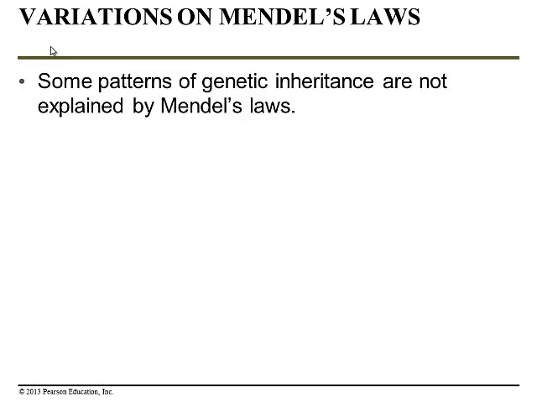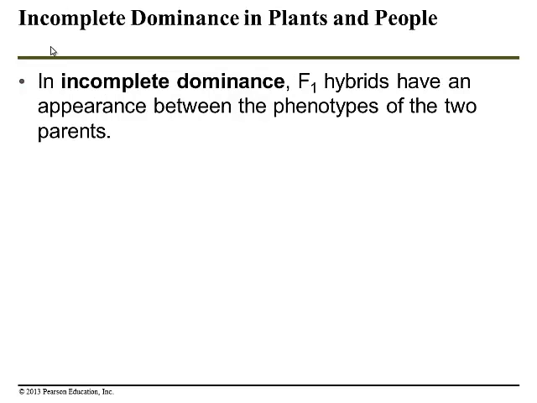Some patterns of genetic inheritance are not explained by Mendel's law. So there's variations. Mendel didn't hit every single thing, right? Because he was just working with what? Peas. He got a lot done, but there are other things that take into account the appearance that we see.